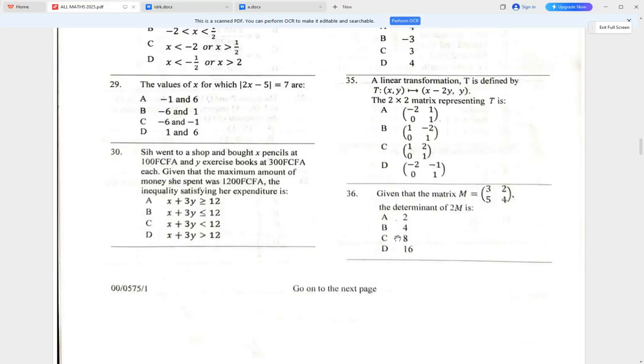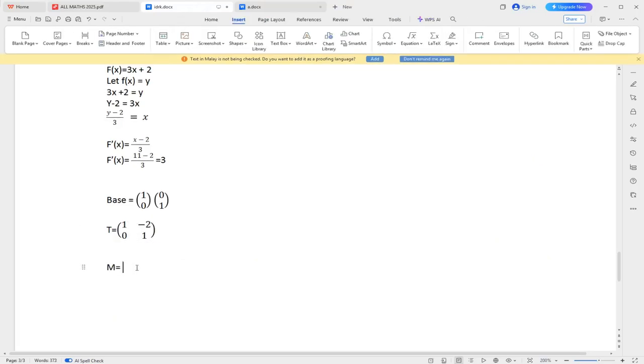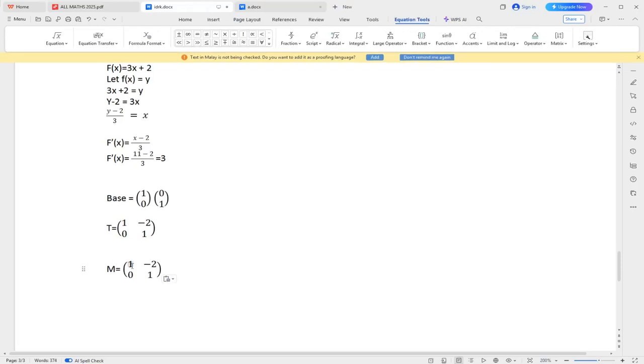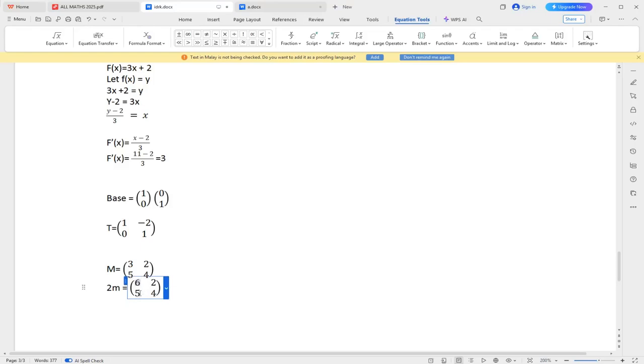Question 36. Given that the matrix M, which is equal to 3, 2, 5, 4, the determinant of 2M is equal to. So M is equal to 3, 2, 5, 4. 2M is equal to 3 times 2 is equal to 6, 5 times 2 is equal to 10, 4 times 2 is equal to 8, and 2 times 2 is equal to 4.